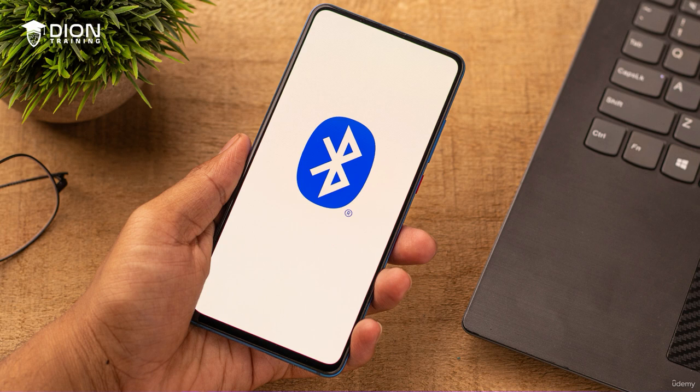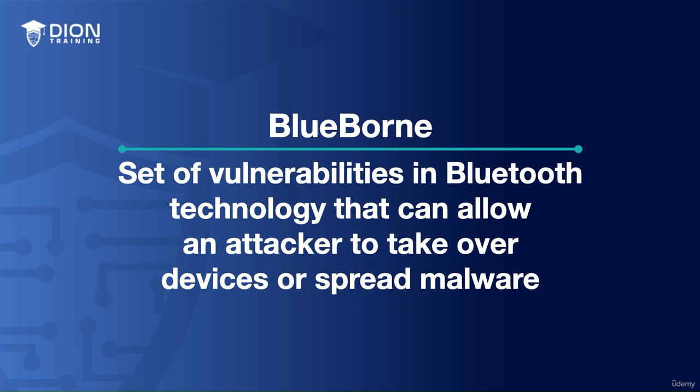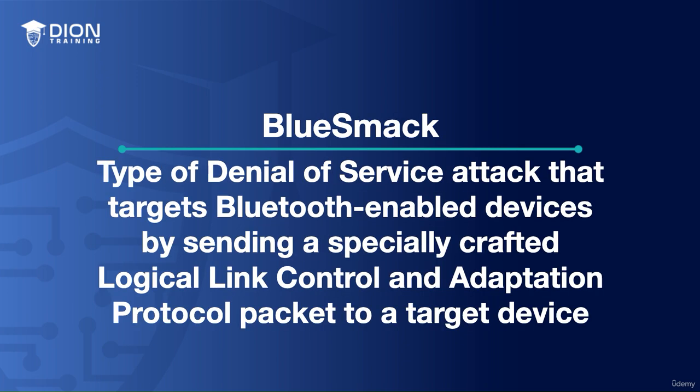By exploiting vulnerabilities within the Bluetooth protocol, an attacker can carry out their attacks using techniques like the BlueBorne or the BlueSmack exploits. BlueBorne, for example, refers to a set of vulnerabilities in the Bluetooth technology that can allow an attacker to take over devices, spread malware, or even establish an on-path attack to intercept communications without any user interaction. BlueSmack, on the other hand, is a type of denial of service attack that targets Bluetooth-enabled devices by sending a specially crafted Logical Link Control and Adaptation Protocol packet to a target device, which can then consume all the available resources on the targeted device and cause it to crash or become inoperable.